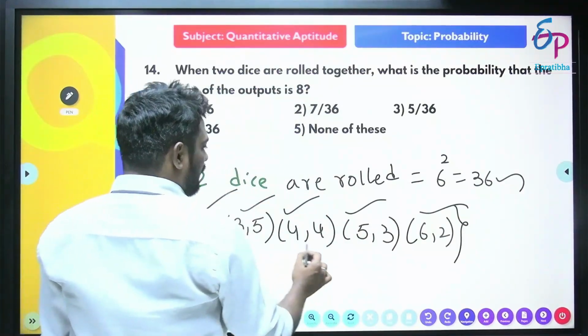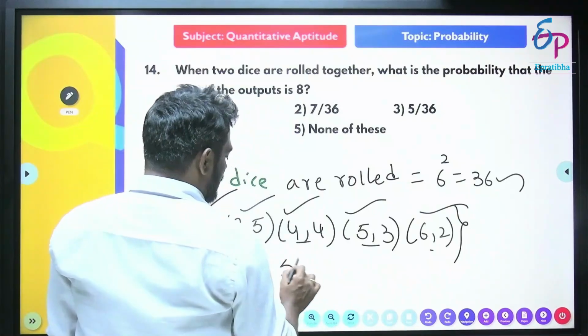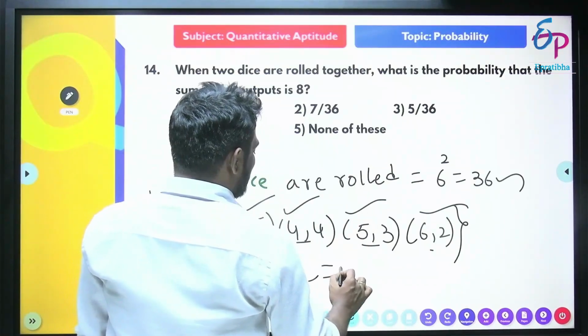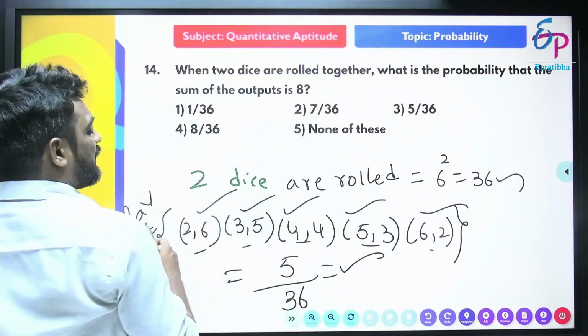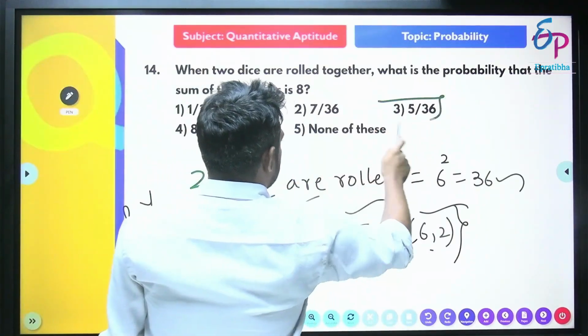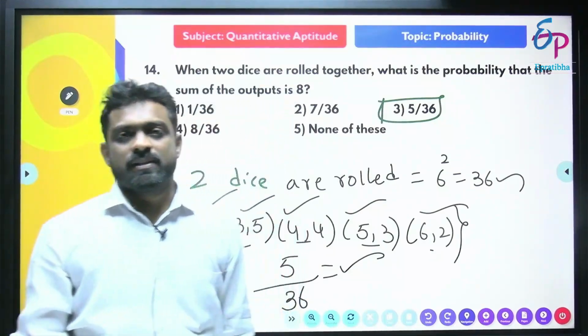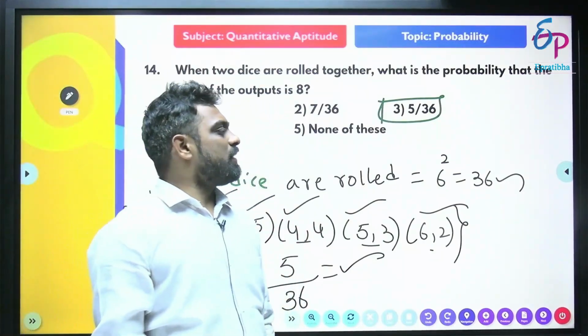How many cases do we have? 5 cases. The total number of outcomes is how many? 36. So 5 by 36 is the solution. Where exactly is the 5 by 36? Option 3 is 5 by 36. That is the solution for the given question.